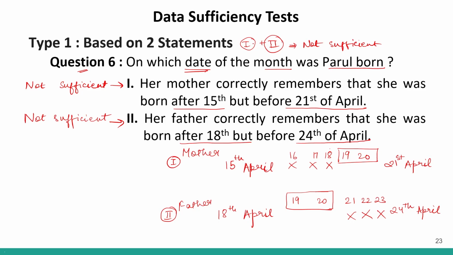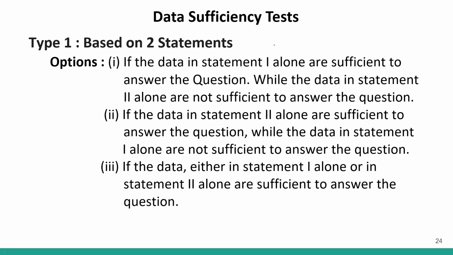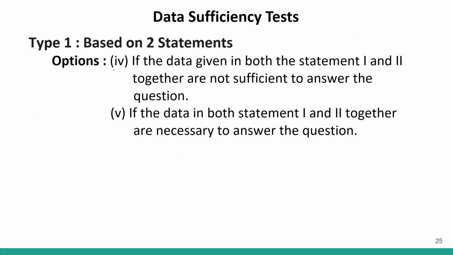So even data in statement 1 and 2 could not give us the answer. So now if I look at the options, I can see in option number 4, it says that data given in both the statement 1 and 2 together are not sufficient to answer the question because we cannot find the answer. We are still getting 2 possibilities, either 19th April or 20th April. Correct? We are still getting 2 possibilities.